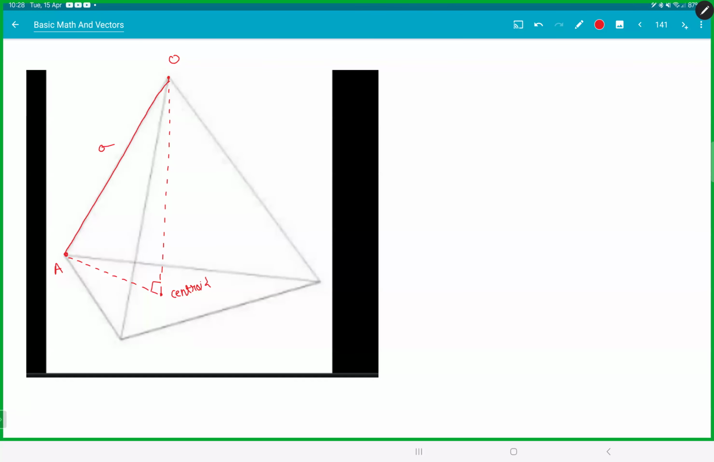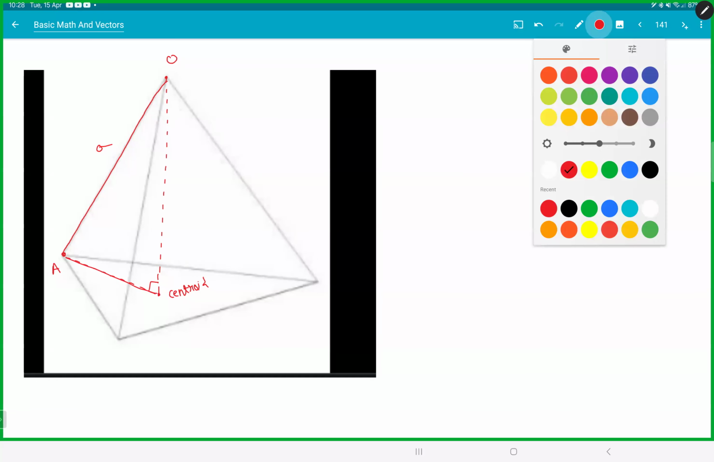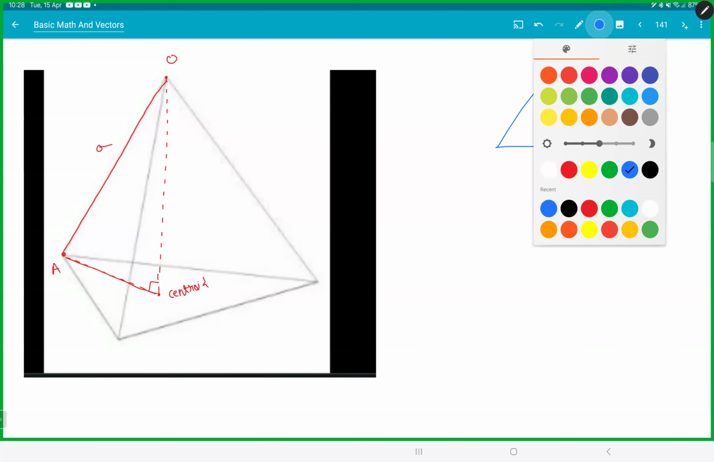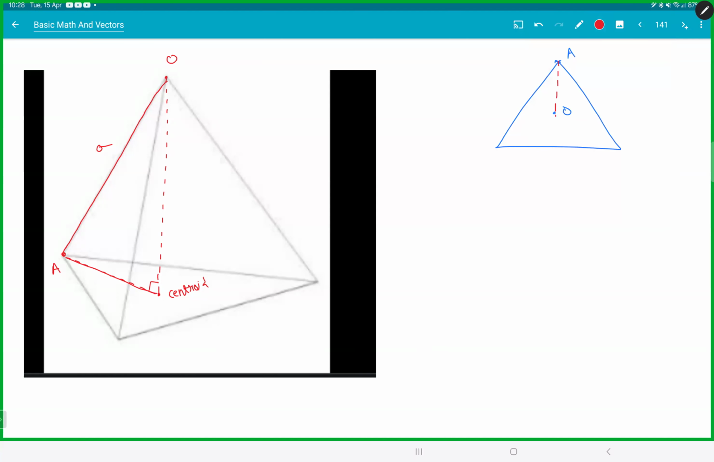What is this thing? This is A. That is the side of our tetrahedron. What about this length here? In an equilateral triangle, what is the distance between the centroid and the vertex? This is something I told you. You should definitely remember that. In an equilateral triangle, from the centroid to the vertex, it will be 2/3 of the height.